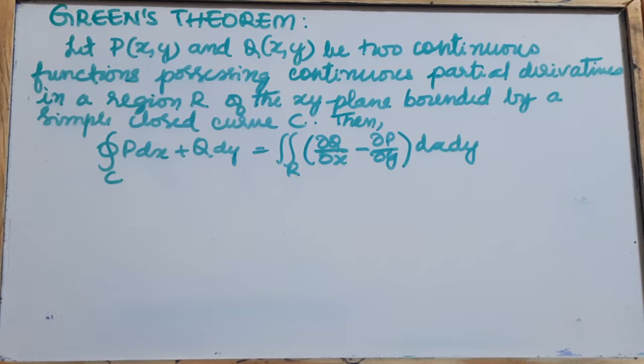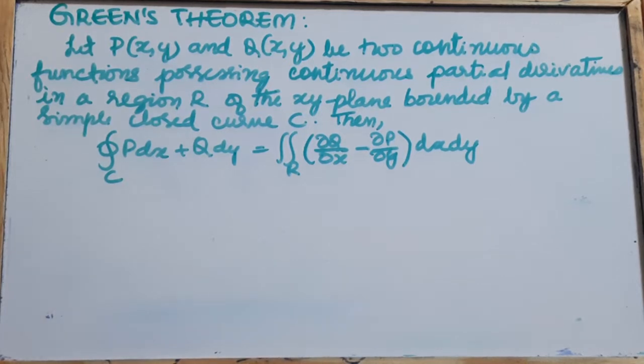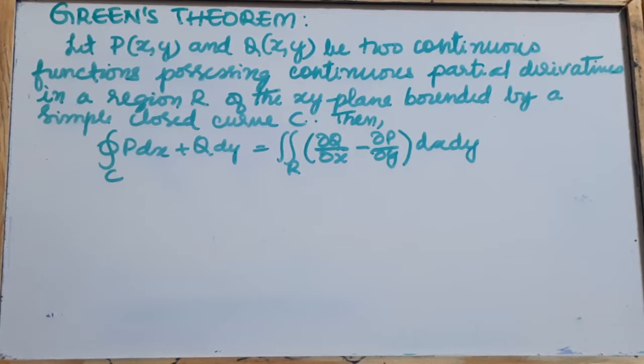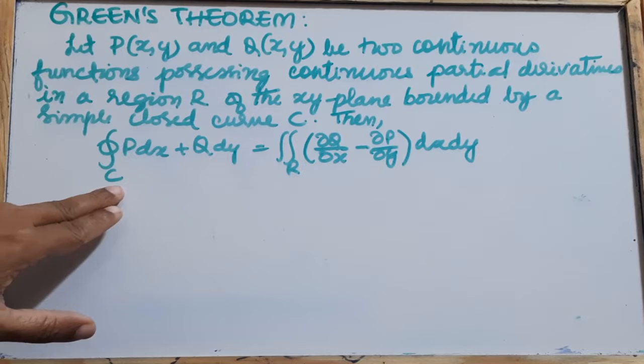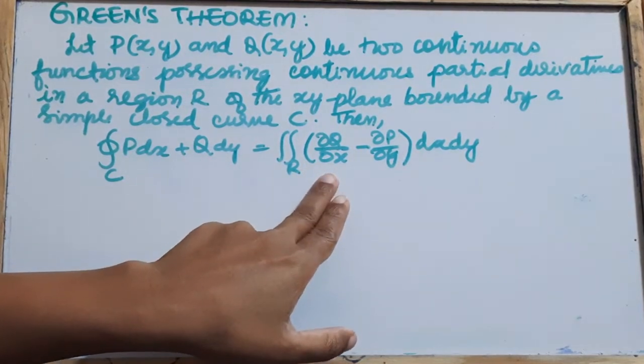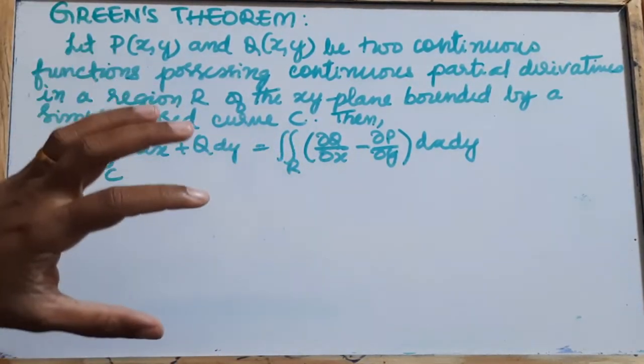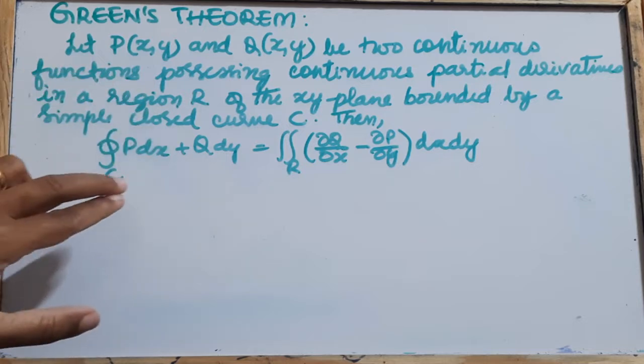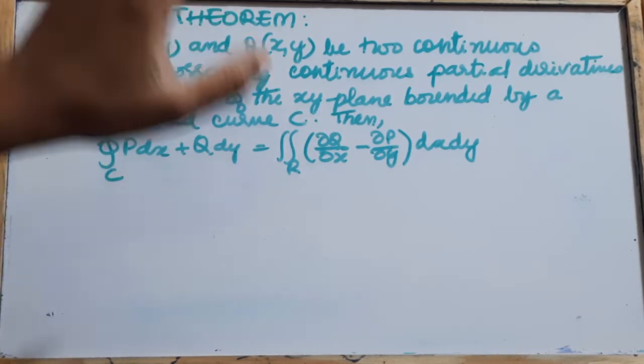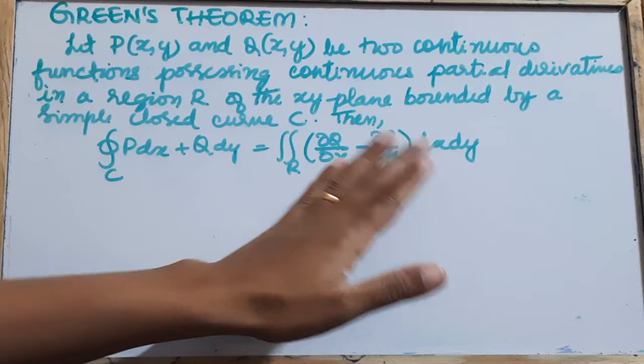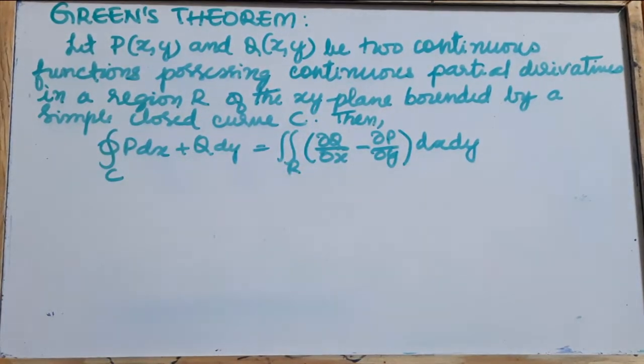Green's theorem is a theorem which basically connects a line integral with a double integral. As you can see from the statement here, it connects a line integral with a double integral. And how are these related? The line integral over a curve is related to the double integral over the region inside the curve. So let's go through the statement first.